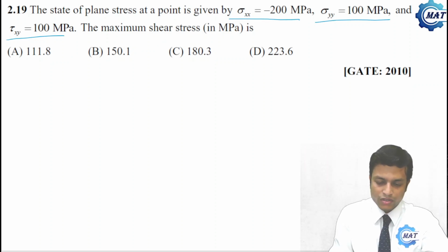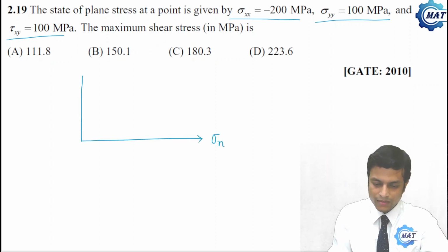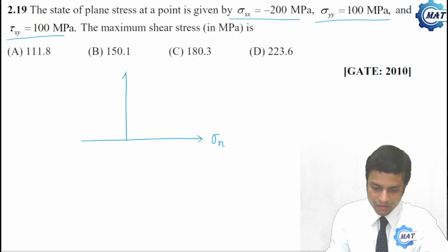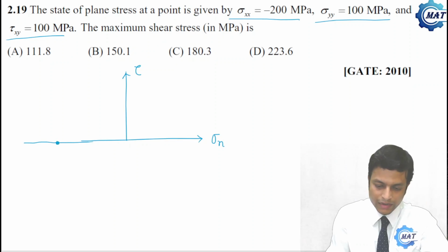First, let me draw the Mohr circle, that will give you a better idea. Sigma n, this is tau. Sigma xx is minus 200. Sorry, we have to go for the negative axis. So let us plot tau here. And sigma xx is minus 200 and tau xy is 100. So minus 200 comma 100. So point A is minus 200 comma 100.